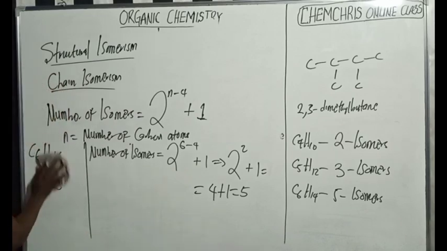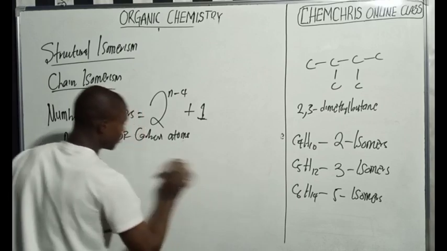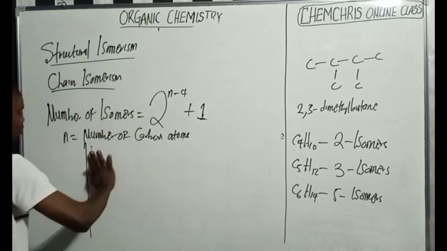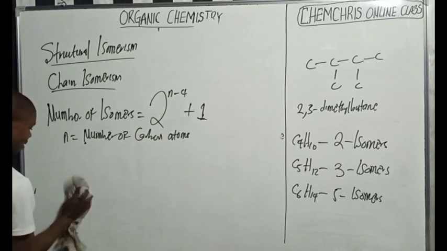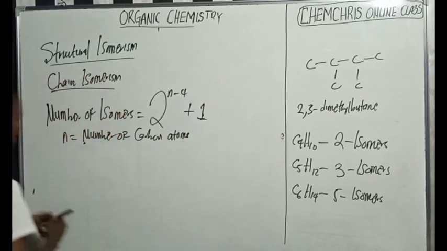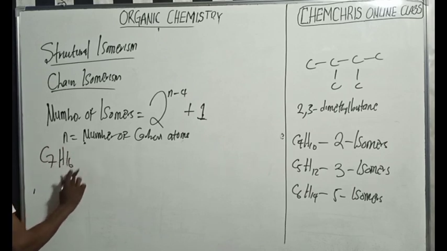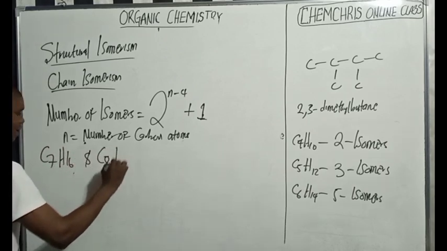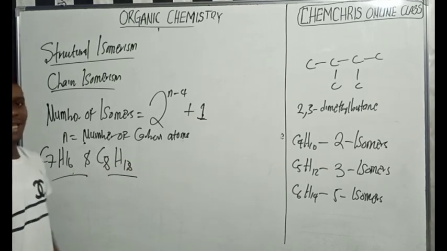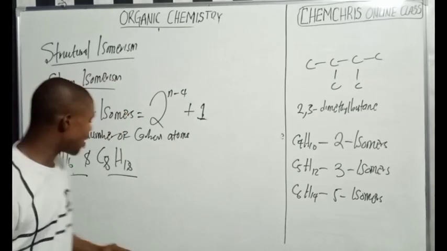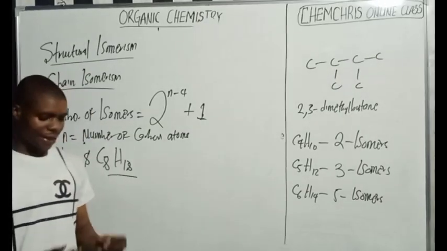Now, what about if I have C7H16? I would like you all to try that for me. Try C7H16 and C8H18. How many isomers will these two have? Leave it in the comment section. You get it using the formula, right?